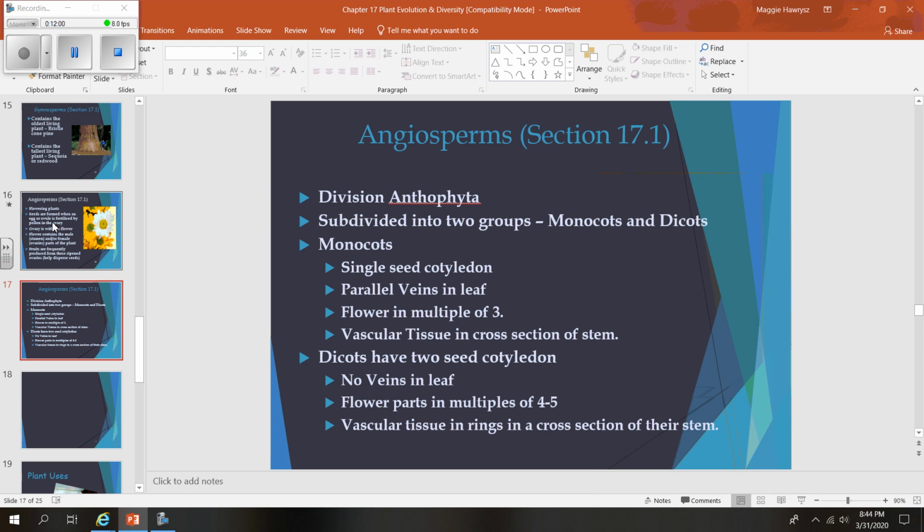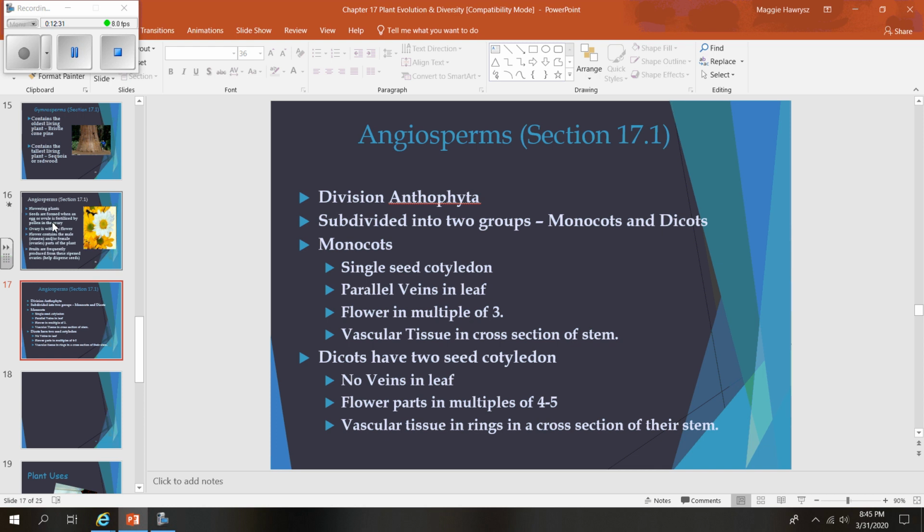Okay. Angiosperms can be divided into two groups. We have your monocots and your dicots, and there are specific characteristics with each one of these. One has a single seed cotyledon, the other one has a double seed cotyledon. One has parallel veins in their leaves, the other does not. Flowers in multiples of 3 would be a characteristic of a monocot, and multiples of 4 and 5 would be a characteristic of a dicot.